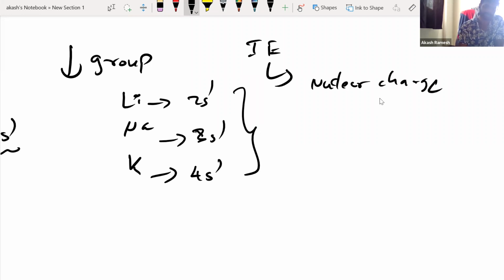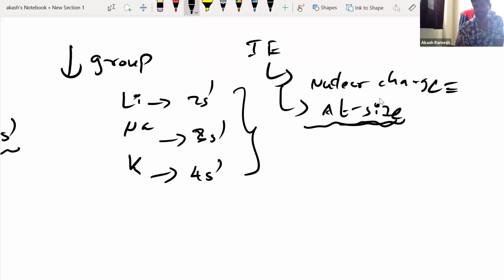Then obviously atomic size. Because I know nuclear charge and atomic size are inversely related. So if I can understand the atomic size, then I'll be able to understand how ionization energy and atomic size are related. Very simple, right? Now look at this, people.